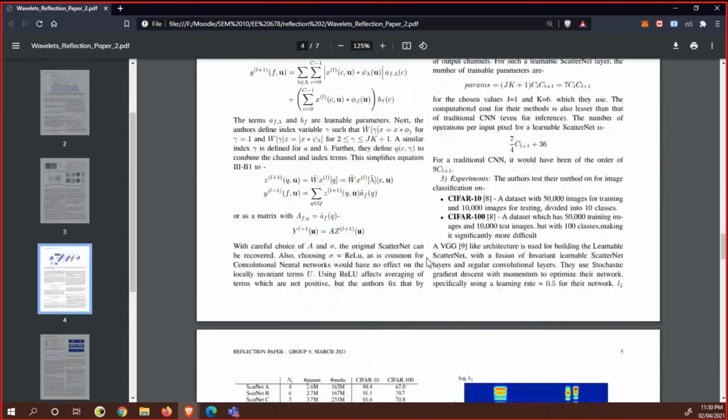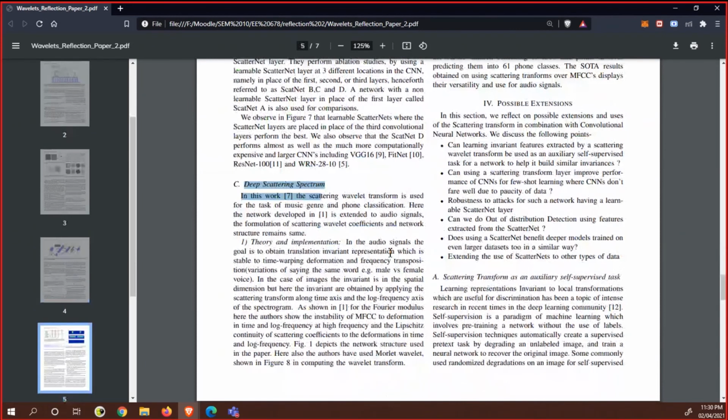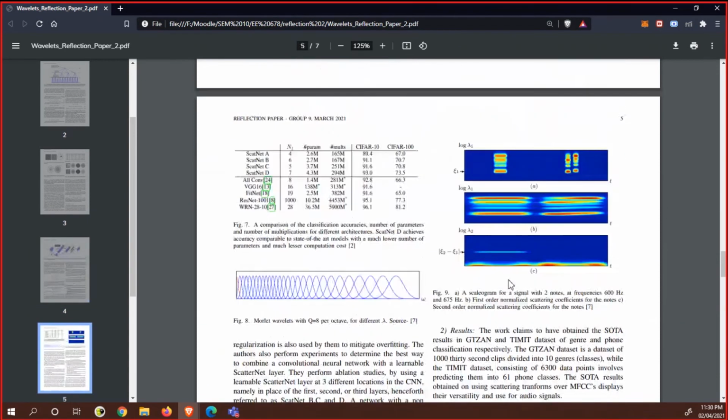The difference is that in the first paper we were looking at 2D wavelets, performing our wavelet operation in the spatial dimension, but over here our wavelet convolution will be performed in the time dimension, and also the second one in the log frequency dimension. So if you look at the spectrum over here, we are performing the wavelet convolution in this dimension, and then the second one in this vertical dimension.